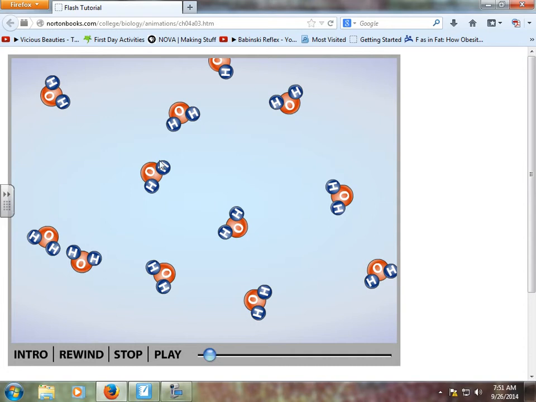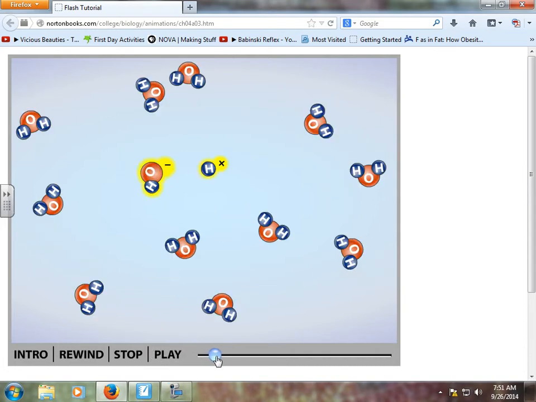All right, so here's our water. It's going to dissociate on its own. Why shouldn't it? Why is that odd? What's normally holding on to that H?